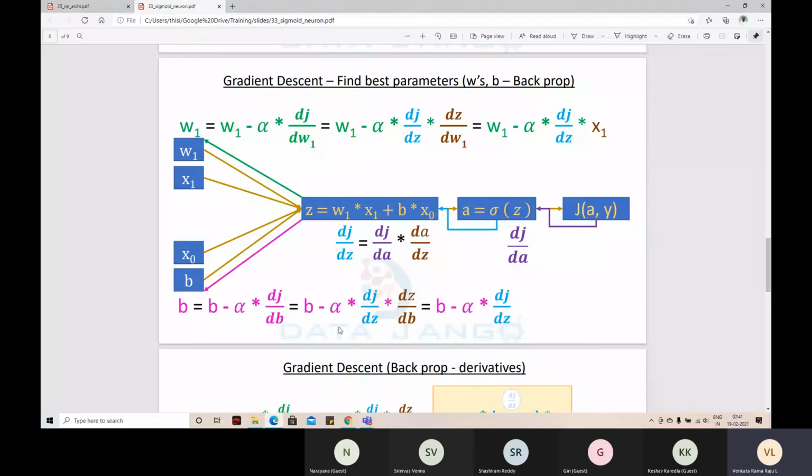Is that clear? Any questions there? Sir, in the current example you are showing, is this in one node?